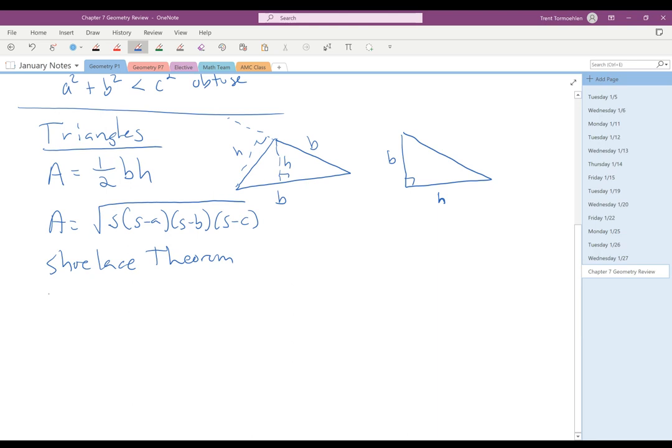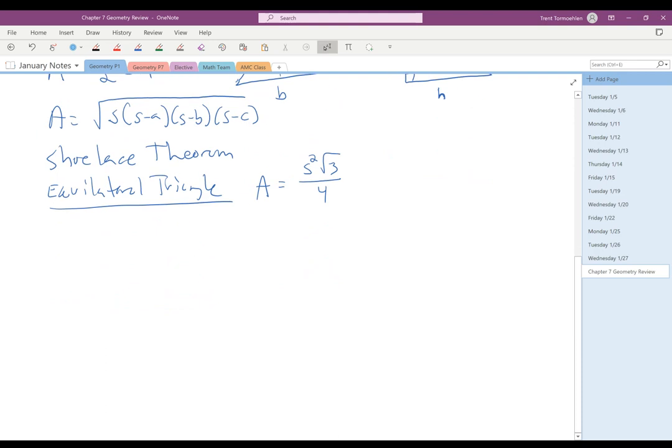And then finally, we had our special case, which is an equilateral triangle. And this is one, make sure you know this one. It will save you time. And the equilateral triangle is area equals side squared times the square root of 3 over 4. So those are the 4 that we need to know about triangles.